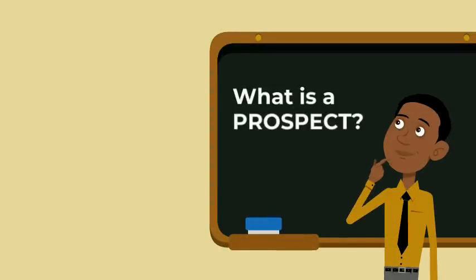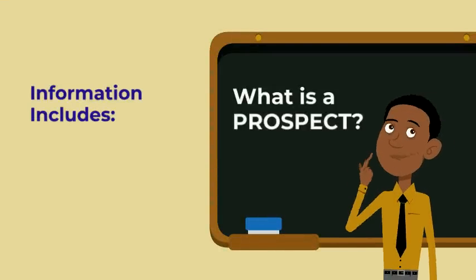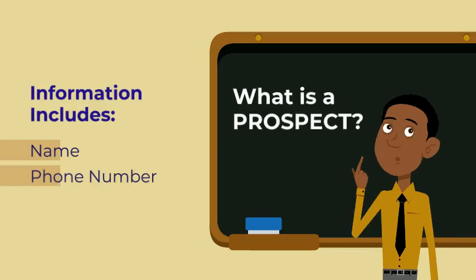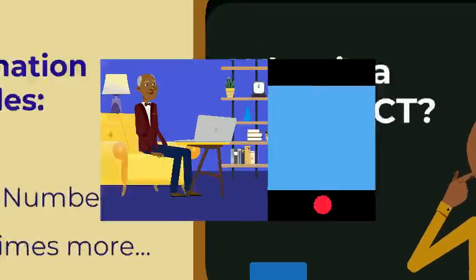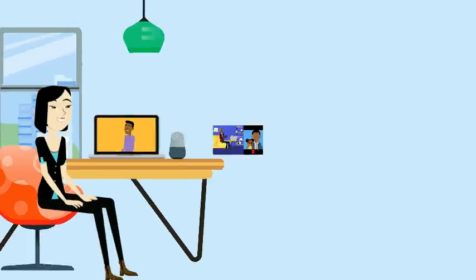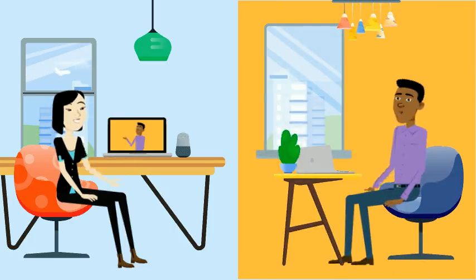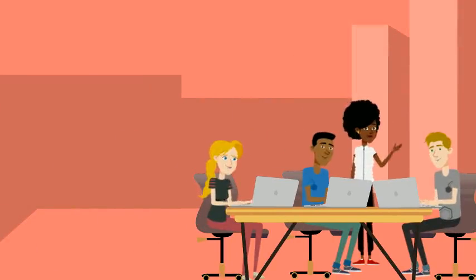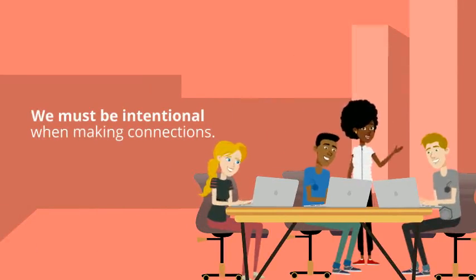A prospect is just a person. On paper, it's the name, phone number, and a few other details that we'll get to later. Prospects are all around you. They're relatives, friends, members of professional organizations, other parents, and neighbors. The list goes on and on. There's no shortage of people to connect with, so we must be intentional about how we make those connections.